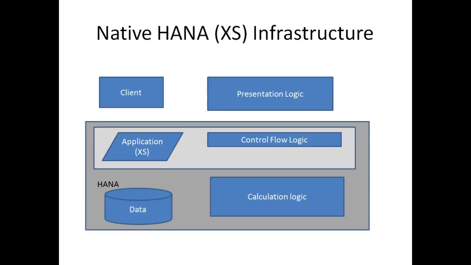As you can see here, this is the native HANA XS, which is the extra small or extended services infrastructure. The calculation logic is done in the database, and then the control flow logic is done in the XS application layer, and the presentation logic is usually done in the client. Because of the way modern laptops and smartphones work, most of the presentation logic can be done on the client devices, whereas the control flow logic, which is a very small layer, as I have said before, can be done in the XS application layer.